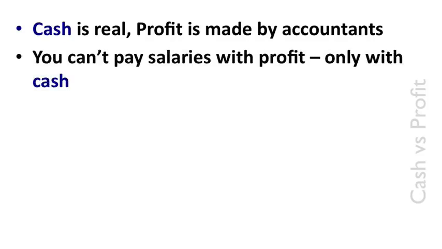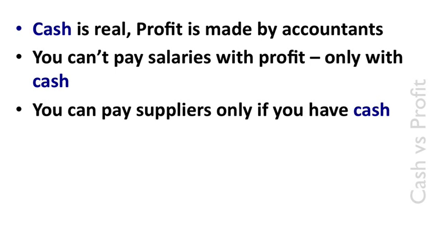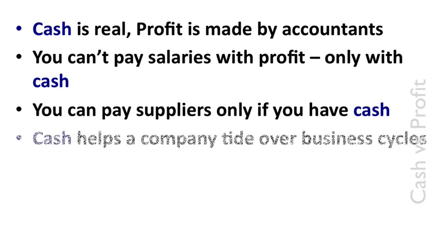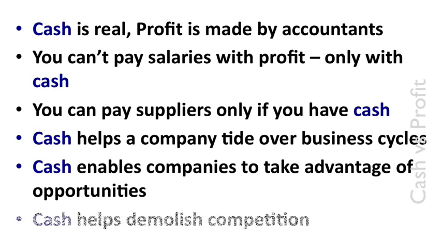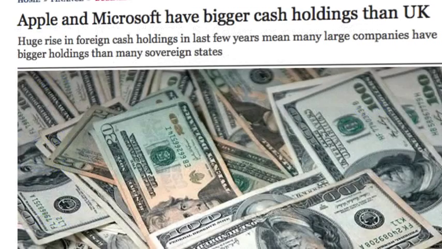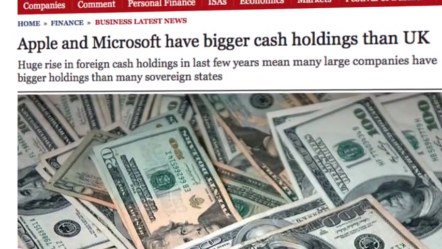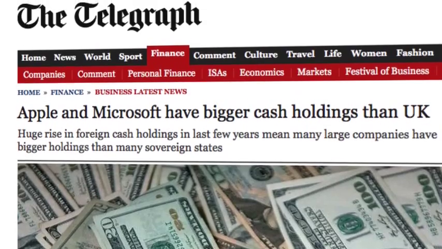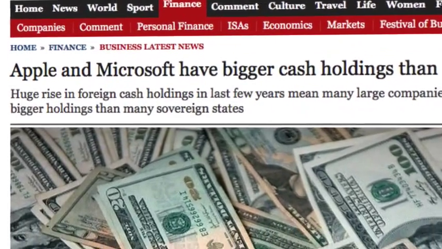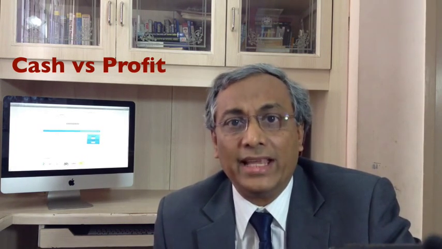You can't pay salaries with profit, only with cash. You can pay salaries only if you have cash. Cash helps a company tide over business cycles. Cash enables a company to take advantage of opportunities. Cash helps demolish competition. In fact, if you look at some of the most successful companies in the world, you'll find that they are rich in cash, and that is what gives them the competitive advantage. And this is the reason why we learn about cash.